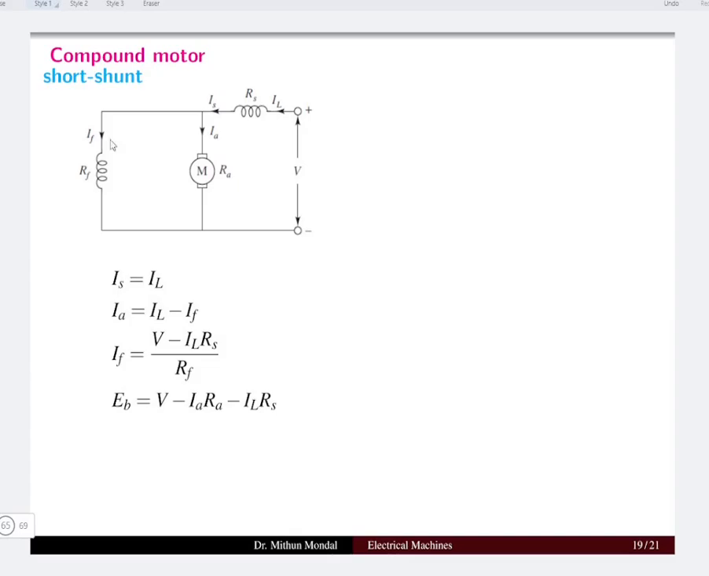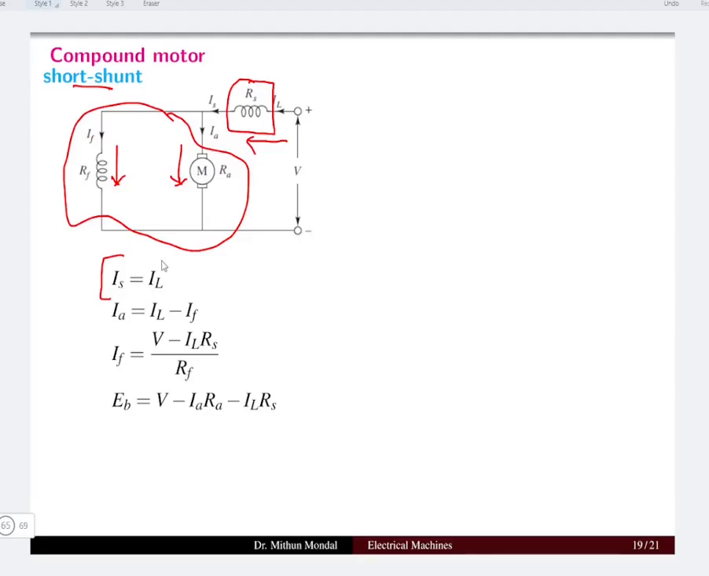Let us take the first compound motor, that is the short shunt. So the series field winding will be separated out from the entire armature and the field coil. So we can say that the current which is coming from the source is distributed in the armature and it is distributed in the field coil. So the series current is equal to the current which is taken from the source. The armature current is equal to IL minus IF. This is in accordance with Kirchhoff's current law.